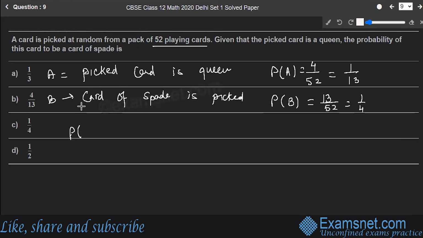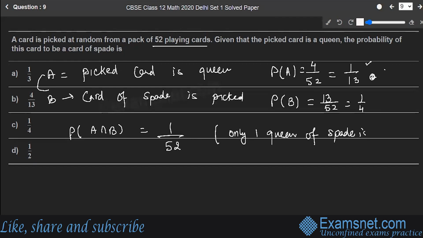Now, the probability you want both the events to happen. So that means probability A intersection B. This is given by, see, there is only one queen of spade. So that is 1 out of 52 cards, right? Because only one queen of spade is available.